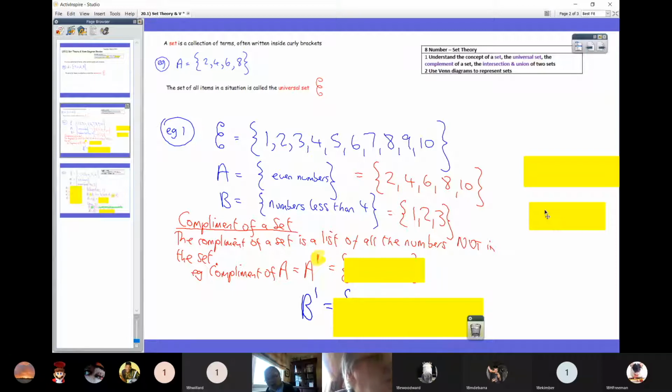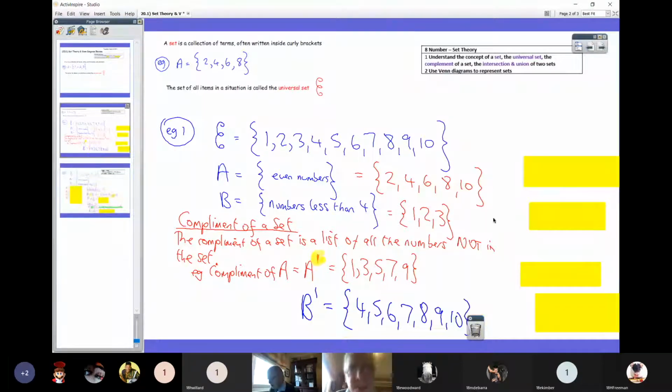Now the complement of a set, and that's represented by, for example, A dash, is all the numbers that are not in A. So with this question here, because we've said 2, 4, 6, 8, and 10 are in A, the complement of A is all the numbers in our universal set, from 1 to 10, that are not 2, 4, 6, 8, and 10. So that's going to be 1, 3, 5, 7, and 9. And obviously the complement of B is just going to be the numbers in our universal set which are not 1, 2, and 3. So that's going to be 4, 5, 6, 7, 8, 9, and 10. So easy peasy stuff on that slide.